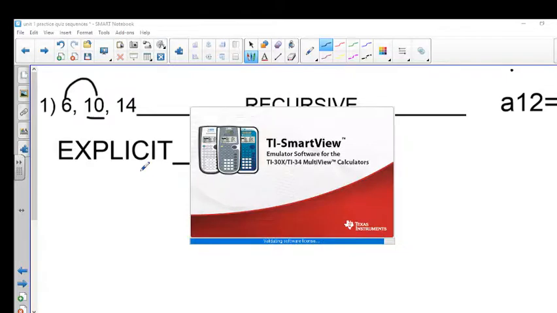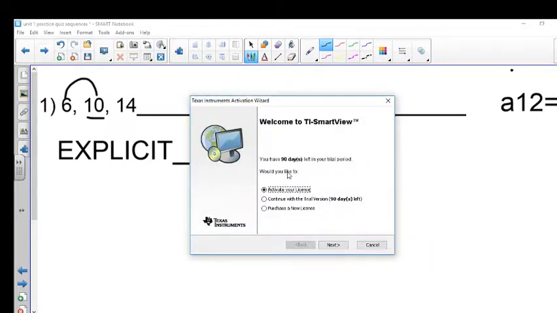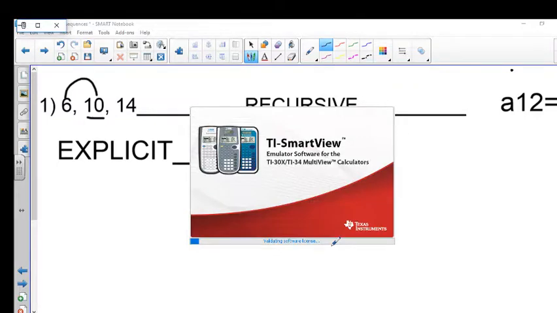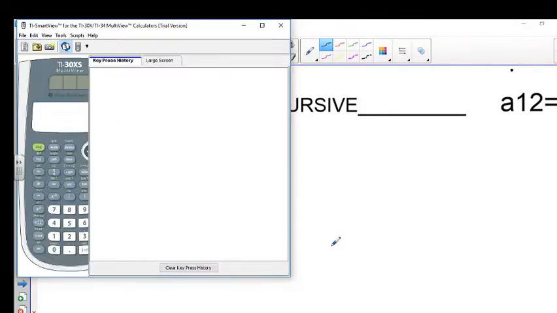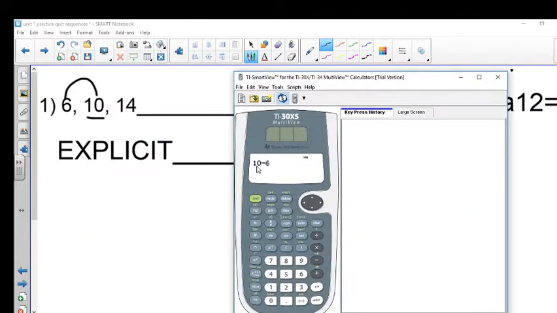So I'm waiting for my calculator to load. And so in your calculator, what you're going to do is put the second number minus the first number. And then you're going to press enter. So once again, you put the second number minus the first number. And so I got a positive 4.